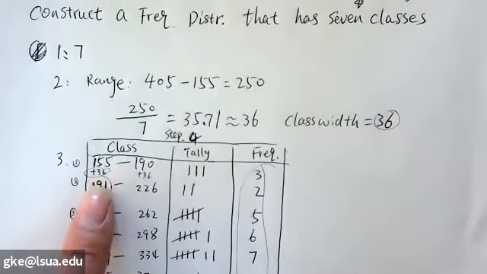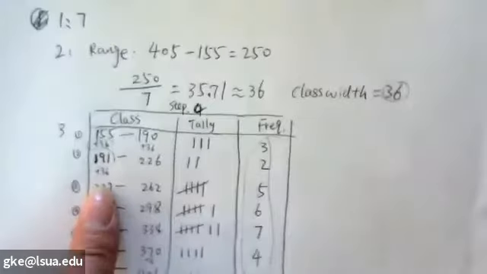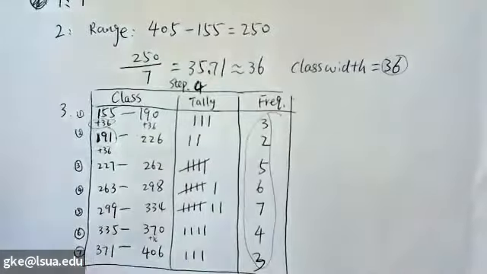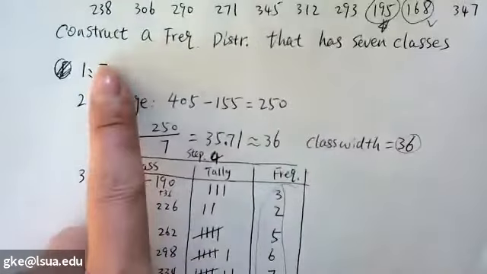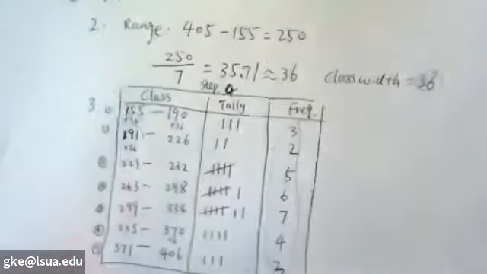155. Add 36, we're going to get the lower class limit for the next class, right? Add 36, we're going to get 191, and add 36, we're going to get the next lower class limit. Okay, we add 36, continue to add. We want to construct 7 classes. So we have 7 classes, 1, 2, 3, 4, 5, 6.